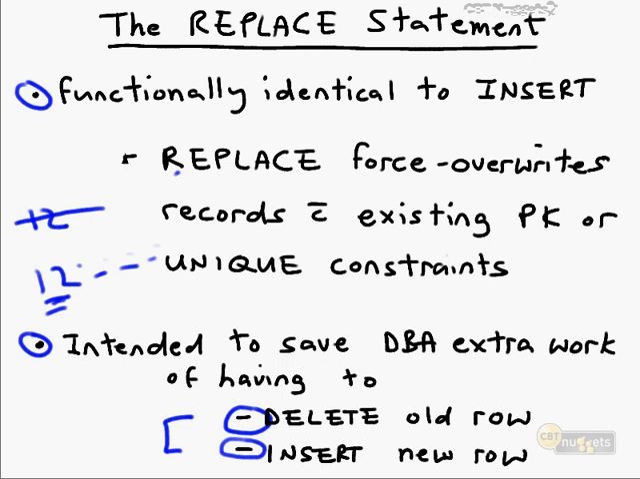So therefore, the replace statement force overwrites records with an existing primary key or unique constraint. So in this case, if we wanted to redefine ID 12 in our products table, we could use the replace statement, redefine our columns, use ID 12, and it would, in a sense, in one fell swoop, make the delete and insert happen in one shot. It's a very nifty tool.